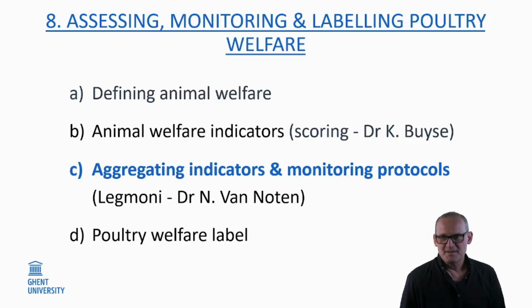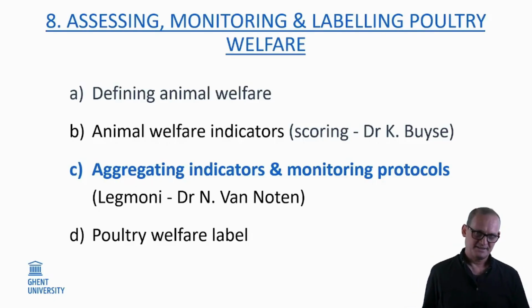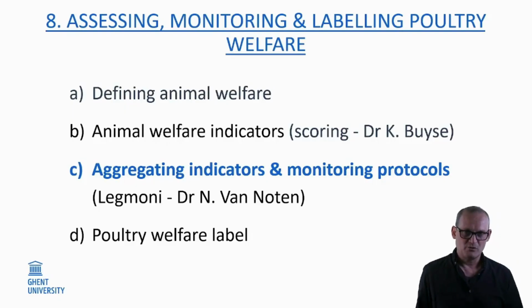Okay, welcome. The third topic on Chapter 8 on assessing, monitoring and labeling poultry welfare is on how to aggregate animal welfare indicators in order to develop monitoring protocols.